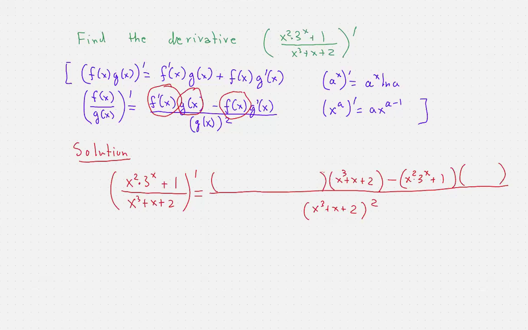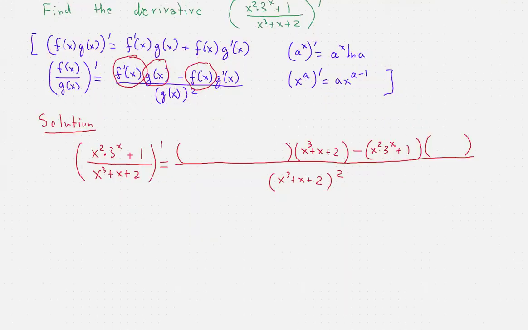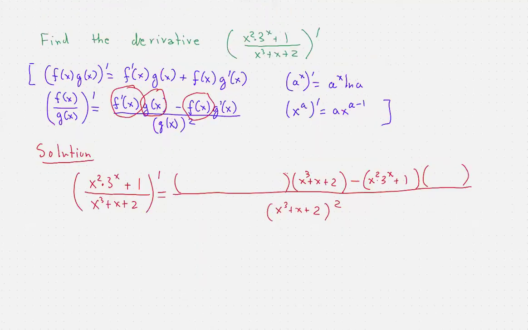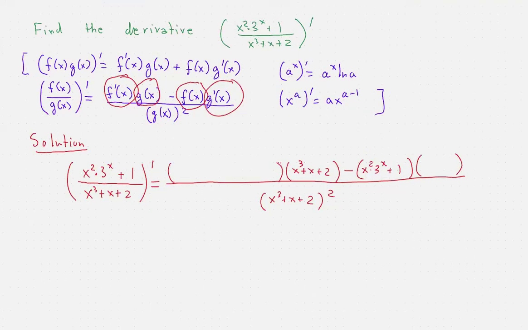And now let's start with the easy one, right? The derivative of the denominator. What is the derivative of the denominator? So our denominator is x cubed plus x plus 2. It's a polynomial. Its derivative is very simple. It's 3x squared plus 1.